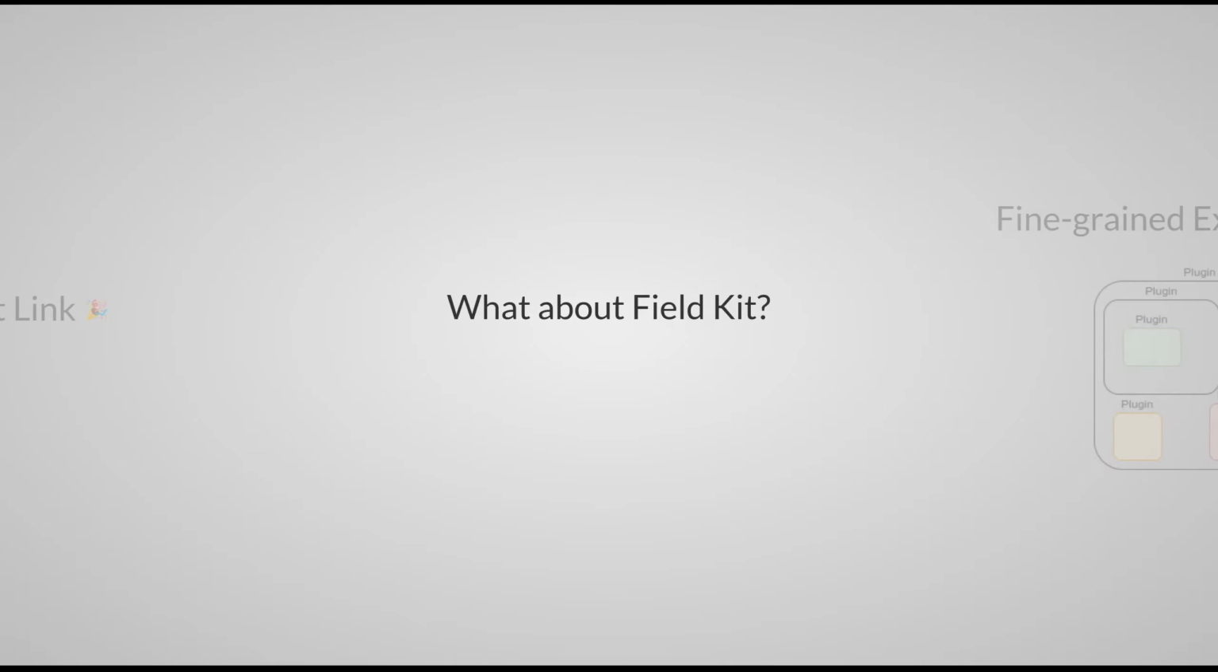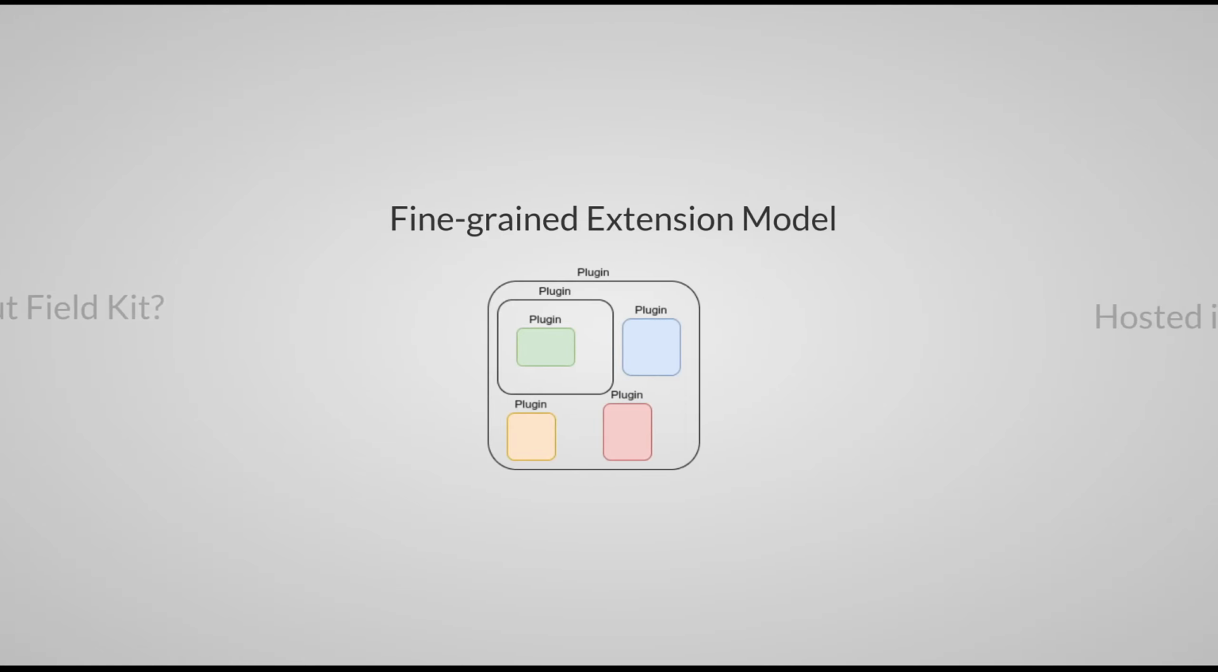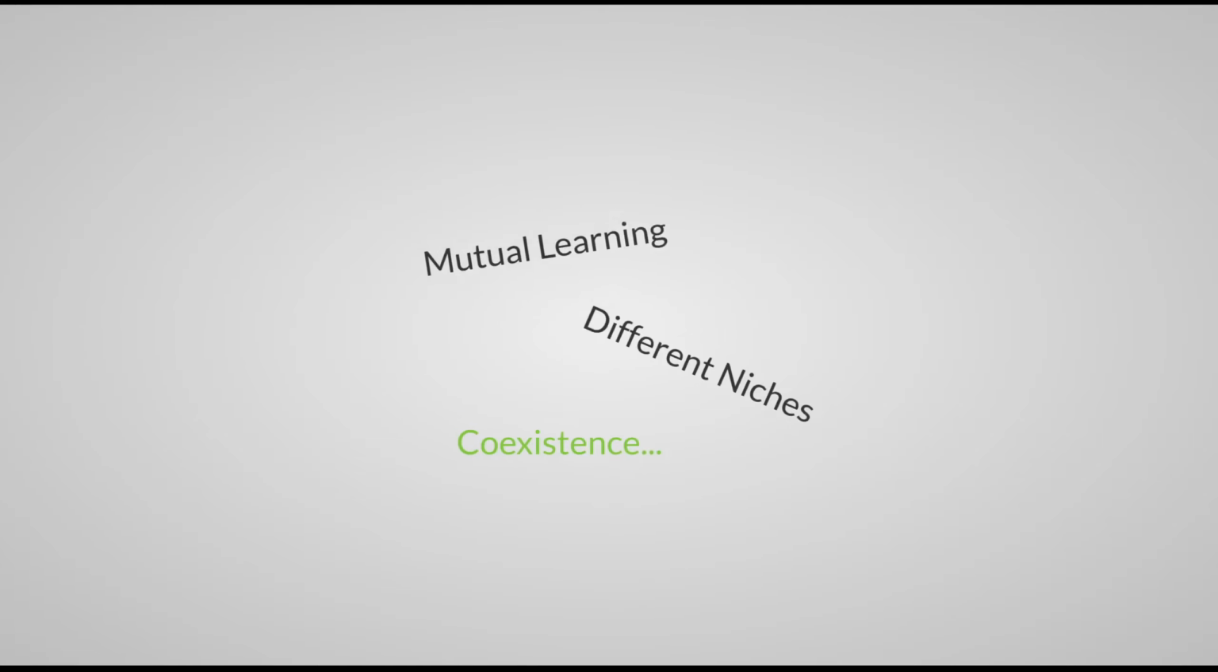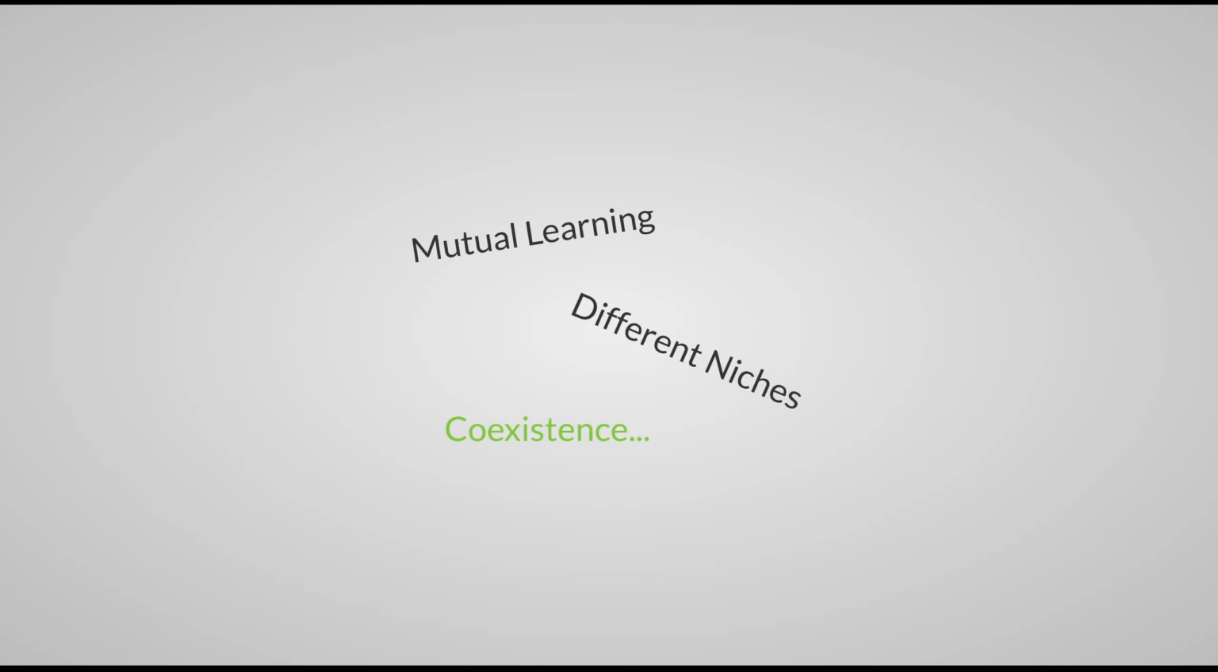I can't talk about motivations for AssetLink without touching on the topic of FieldKit. There's always been a bit of tension about whether I should build something completely new or build on top of and maybe contribute to FieldKit. So far, I have wanted to build AssetLink so that I could experiment with a different granularity of an extension model and the concept of directly integrating the app into farmOS instead of having it hosted under a separate domain. I think there is value to both strategies, and I look forward to seeing what both projects can learn from each other. Perhaps they will go together and/or find different niches in the farmOS ecosystem.